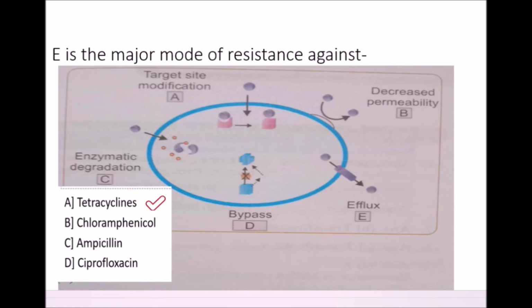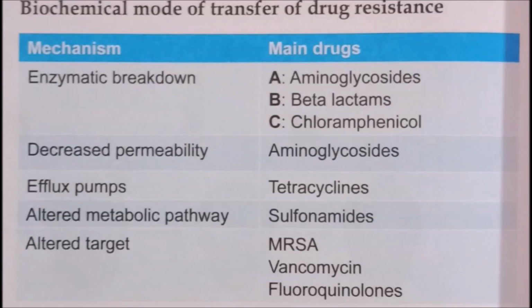of the bacterial cell. So friends, here in a nutshell, you must know about certain very important mechanisms which are responsible for the resistance against distinct classes of antibiotics. So just look at this table. If we talk about enzymatic breakdown, this is the mechanism of resistance in case of aminoglycosides, beta-lactam antibiotics and chloramphenicol.